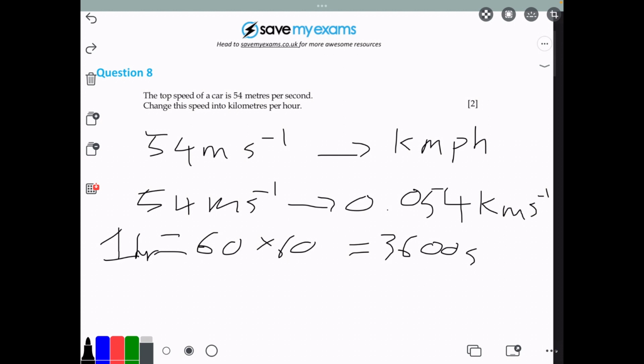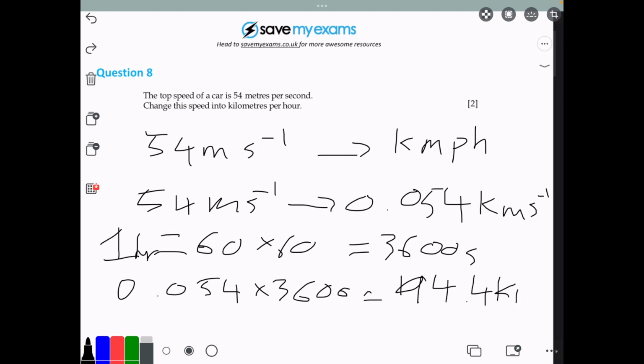Now all we have to do, since it is meters per second into kilometers per hour, we will be multiplying the 0.054 by 3,600. So 0.054 times 3,600 will equal to 194.4 kilometers per hour. And that is the last question.